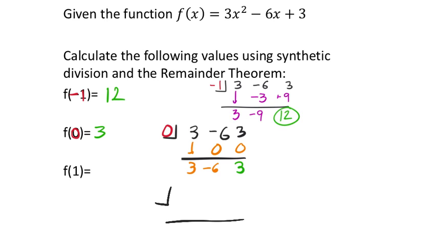Finally, right here in this one, we have a c value that's 1. There's the 1. Same coefficients of 3, -6, and 3, but new calculations. So we'll drop the 3. 3 times 1 is 3. -6 plus 3 is -3. -3 times 1 is -3. Okay, I didn't expect that, but the remainder here is 0. So f of 1 would be 0, which again, if you replace these x's with 1s, you would find that it would be 0. Boom.